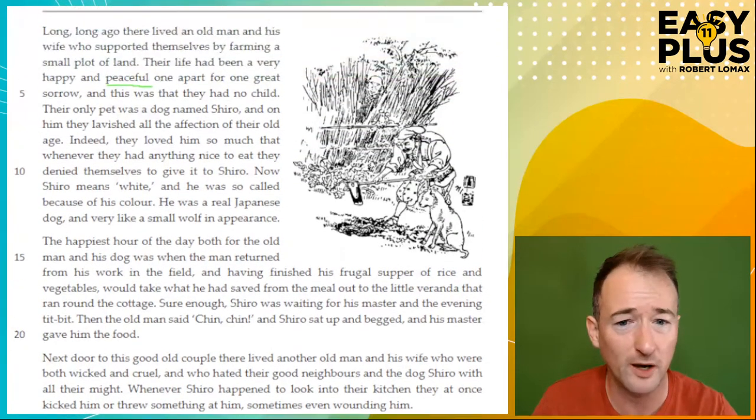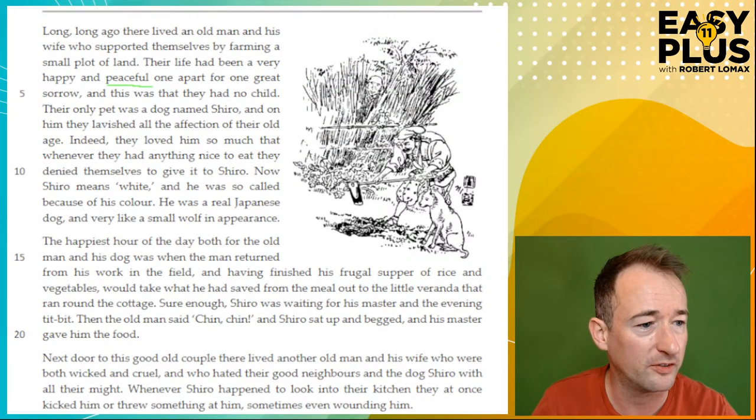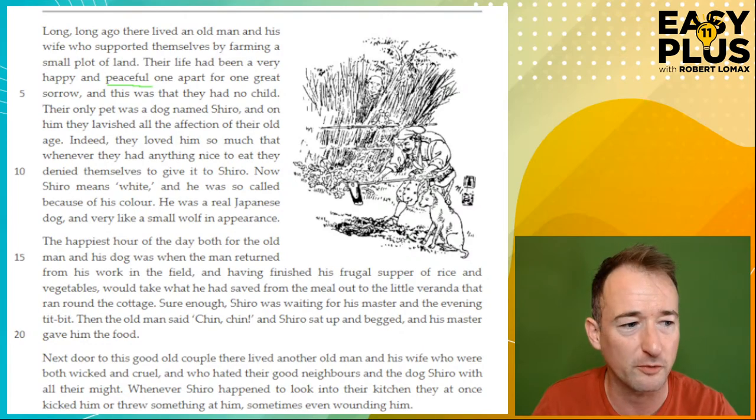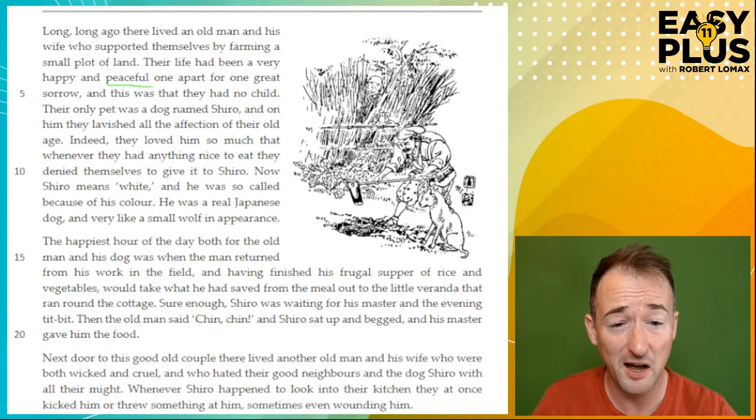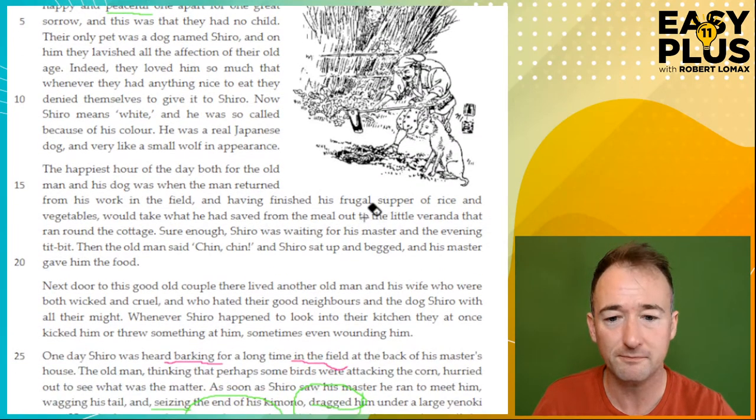Let's look at the picture, because we have to use details from the picture. So you can see the old man there digging with a kind of, looks a bit like a hoe, but it's some kind of shovel. Shiro is looking on, and what do we see behind? We see somebody peering between these reeds, spying on them. And I think it's fair to guess that that is one of the neighbors. Okay? So how do we continue?